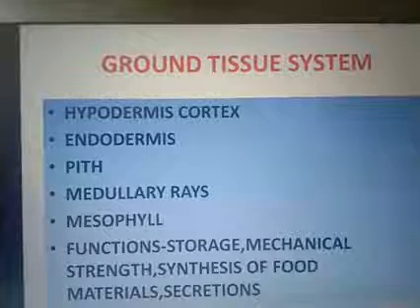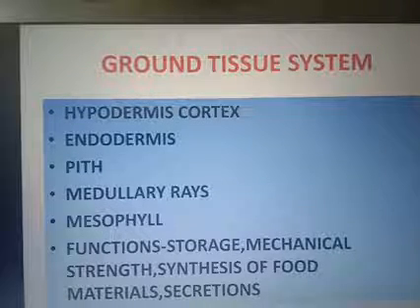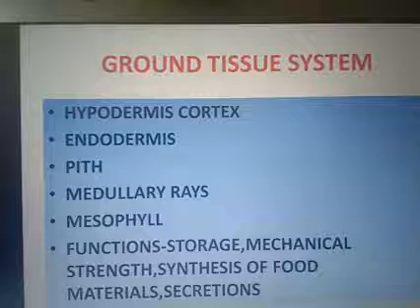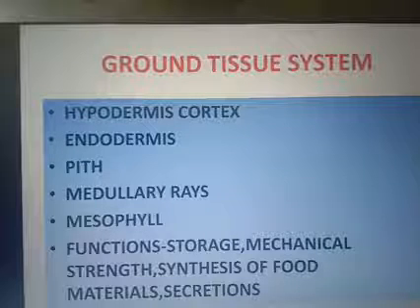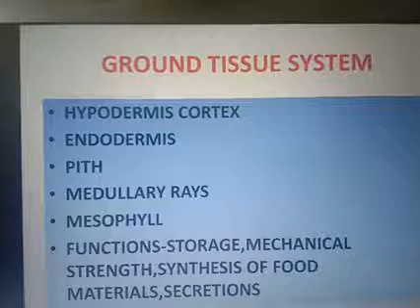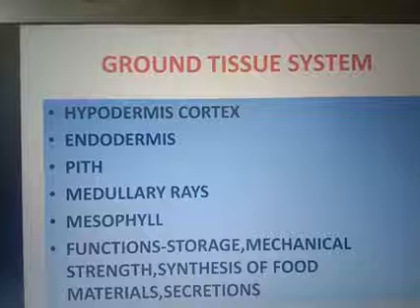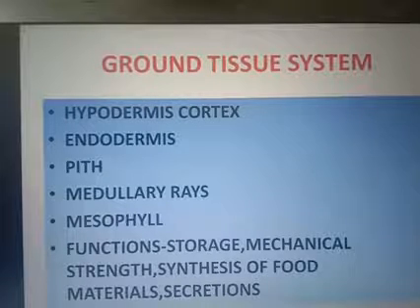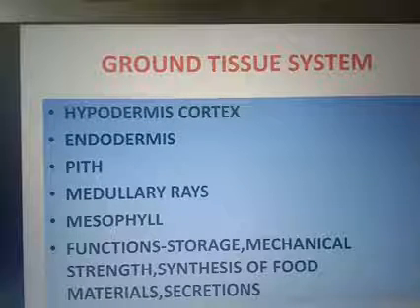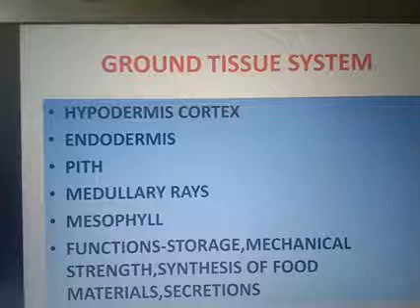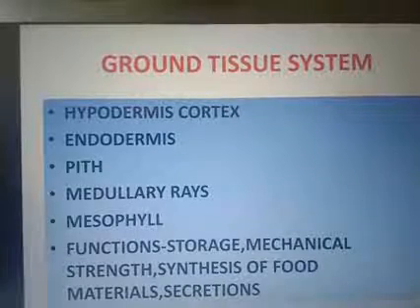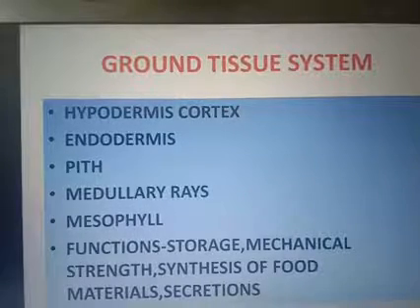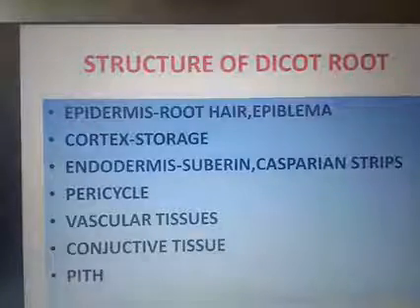When we are taking the cross section of a stem, a leaf, or a root, the first layer is the epidermis. Below it is the ground tissue system, which comprises different zones. The first layer is the cortex. I'll show you one picture, then you will understand.